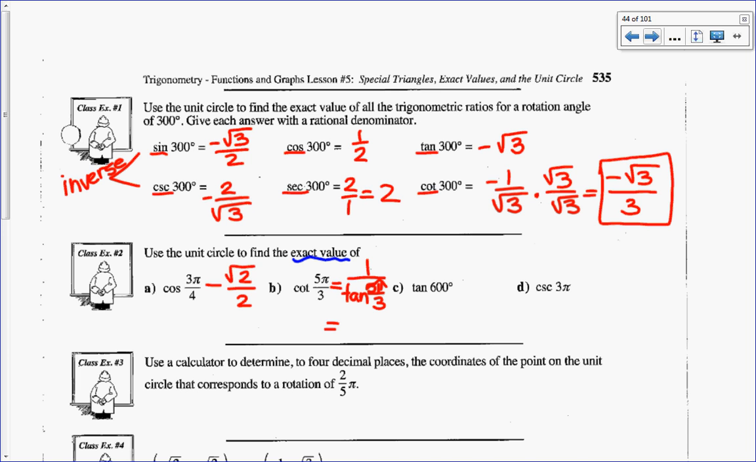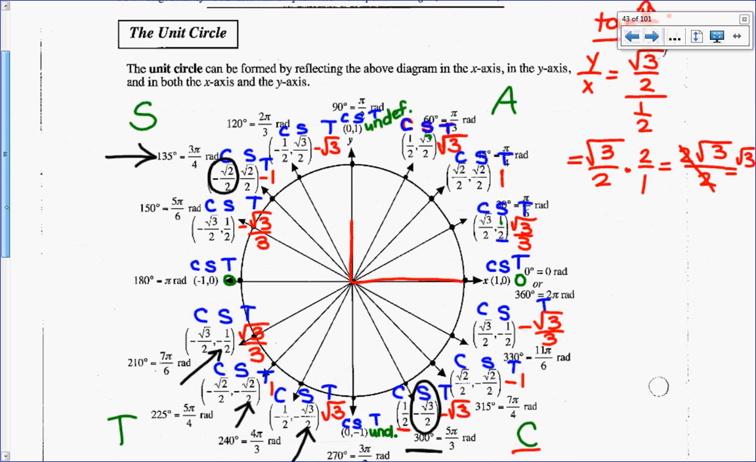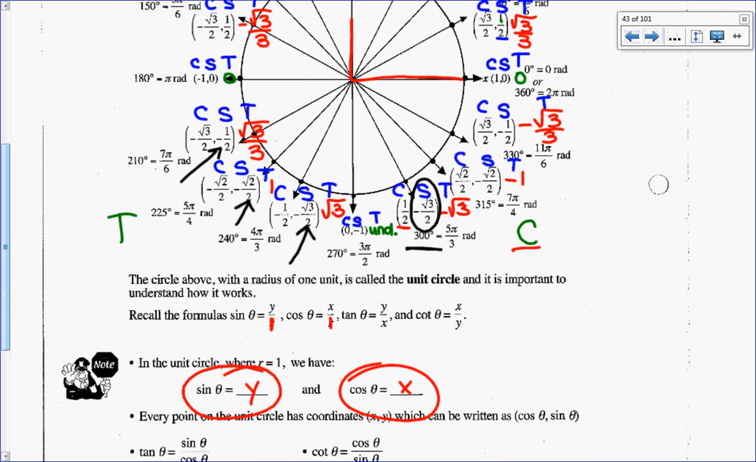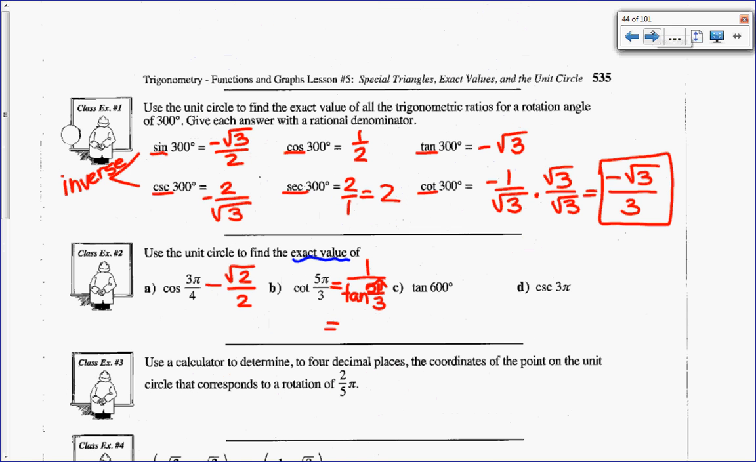Okay, so let's find out what the tangent is of 5 pi over 3. So where is 5 pi over 3? Oh, here it is. It's this one. The tangent of 5 pi over 3 is negative root 3. So we've got 1 over negative root 3. Well, again, we can't leave it like that, so we're going to multiply by root 3 over root 3. And so we'd have negative root 3 over 3.